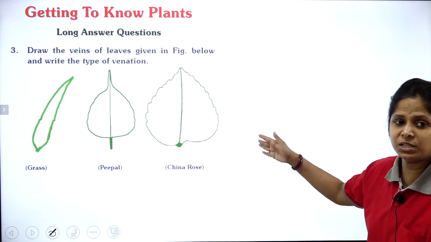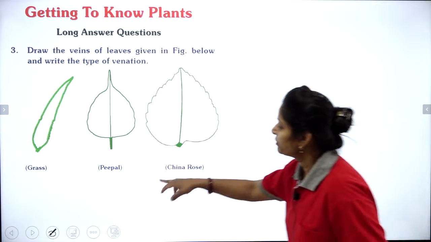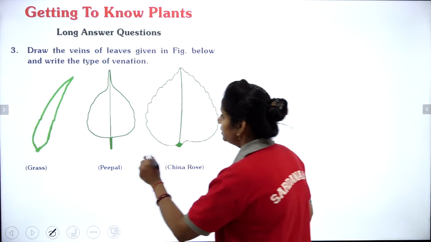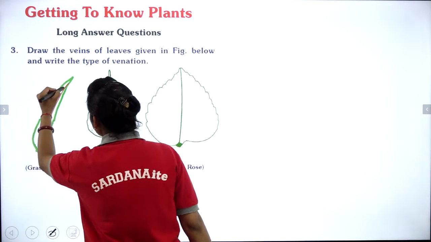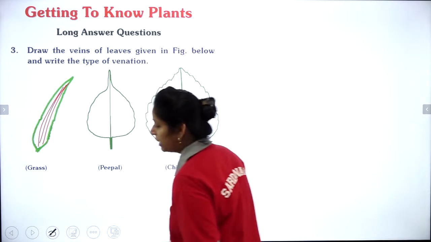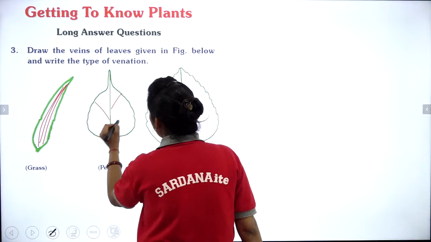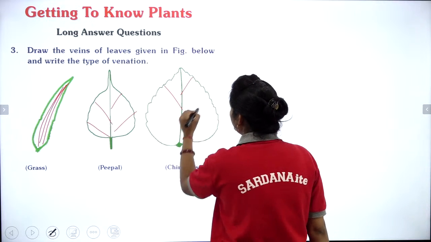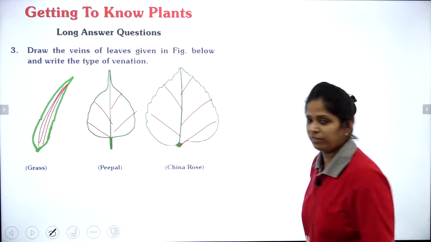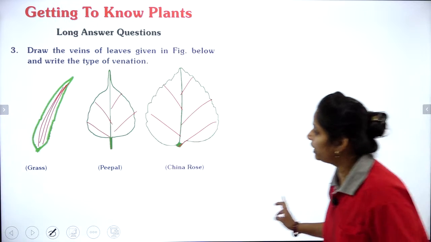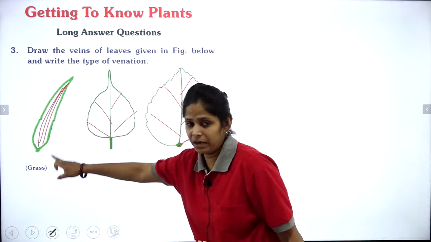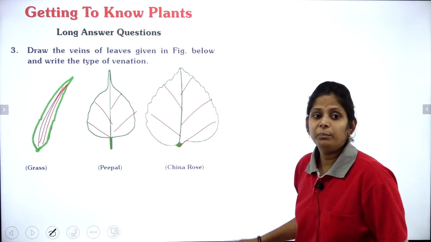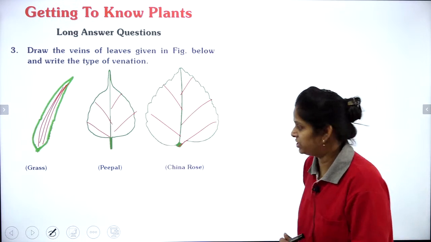The same question is repeated there. You can see grass, peepal and China rose, and already I have told you about this one. So again I will draw the same type of venation. This is parallel venation, and in peepal you can see reticulate venation. In China rose also again you can see this is reticulate venation. Okay, and you have to write down there also. It has parallel venation, it has reticulate venation, and it has again reticulate venation.